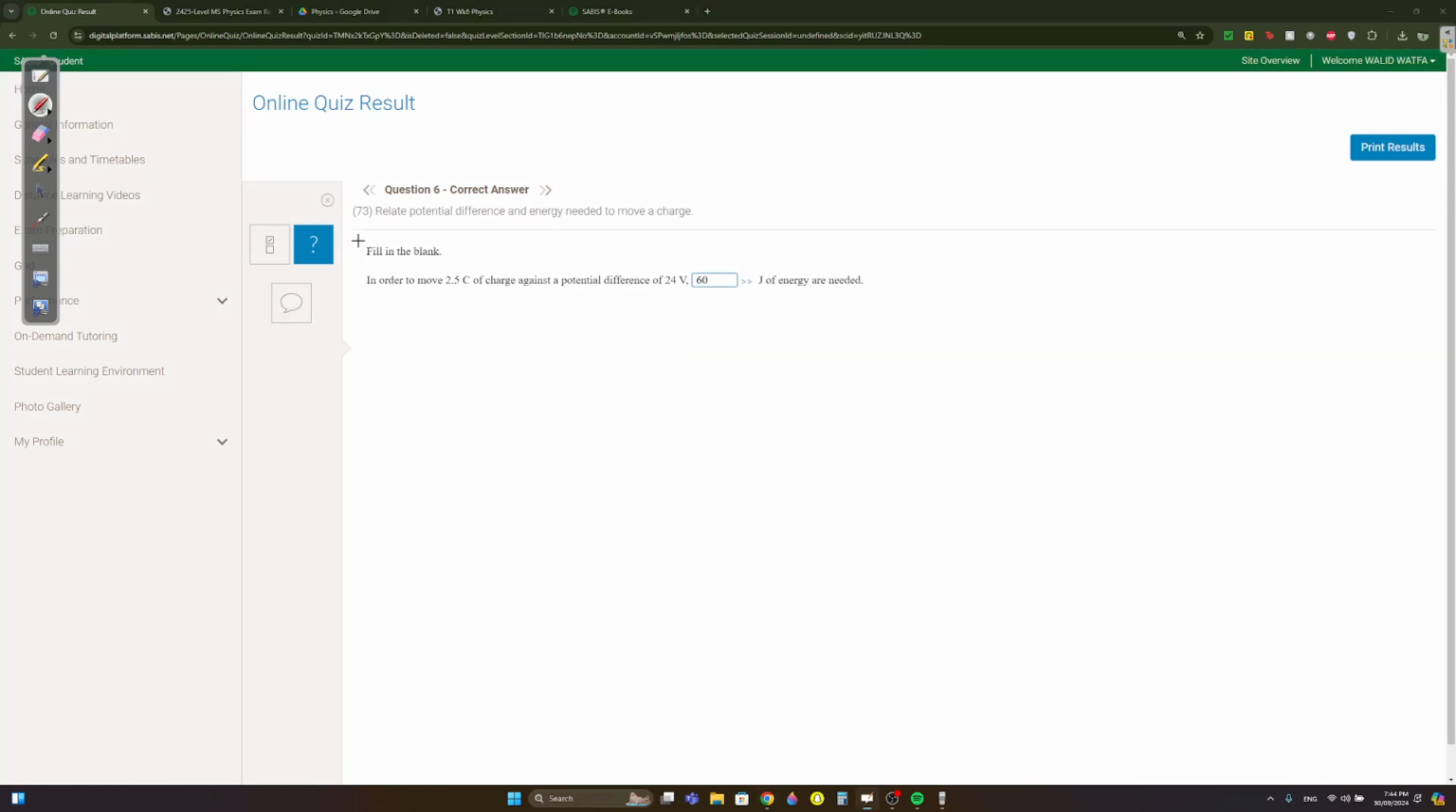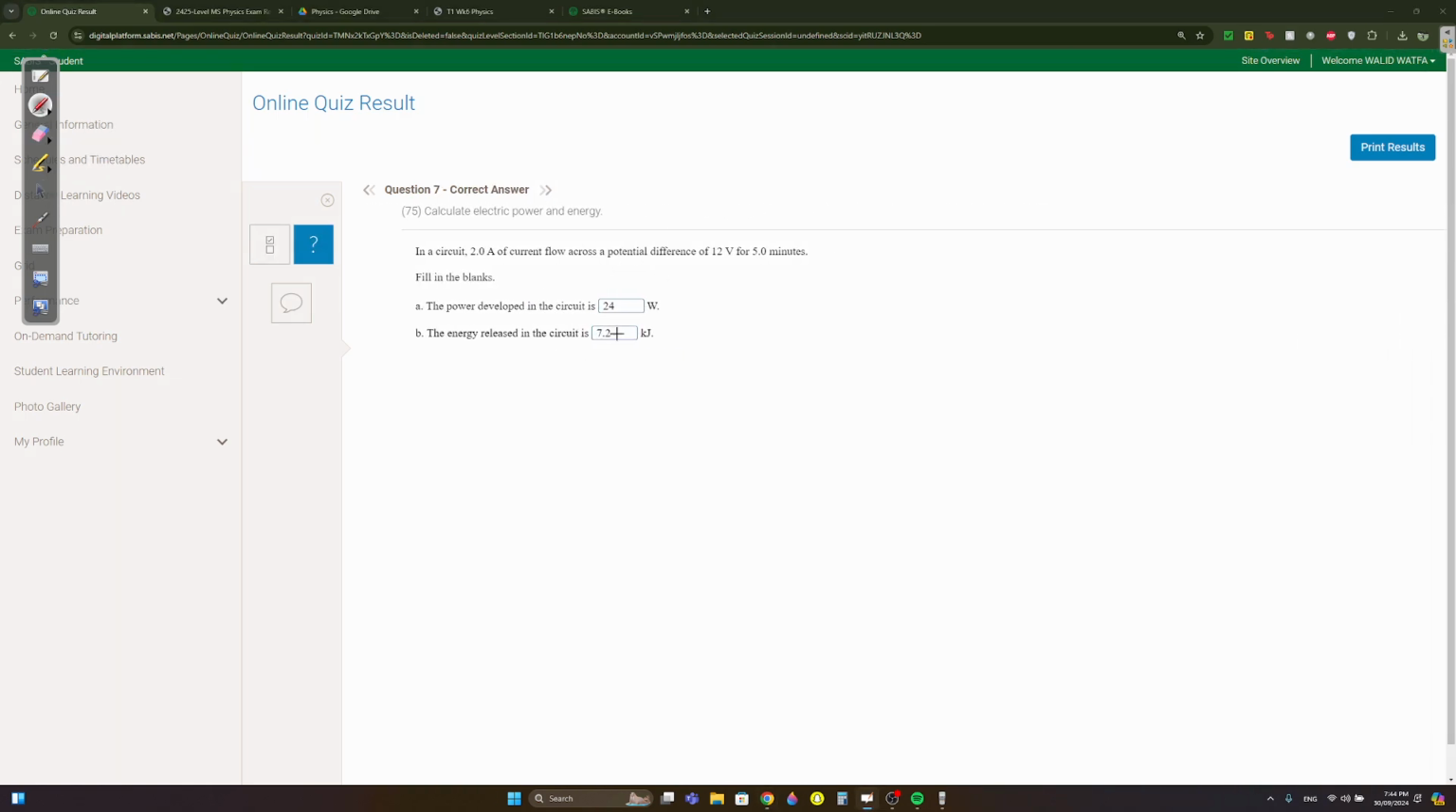Direct application of a formula. In order to move 2.5 coulombs of charge, so Q equals 2.5, against a potential difference of 24 volts, so V equals 24, how much energy? The energy W. You have Q and you have V, so it's just W equals QV. Multiply them together and you get 60.